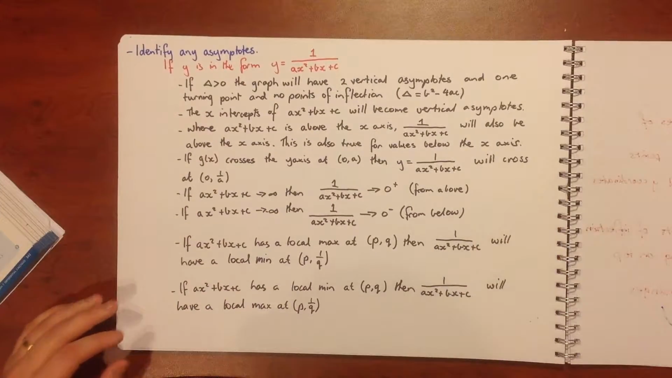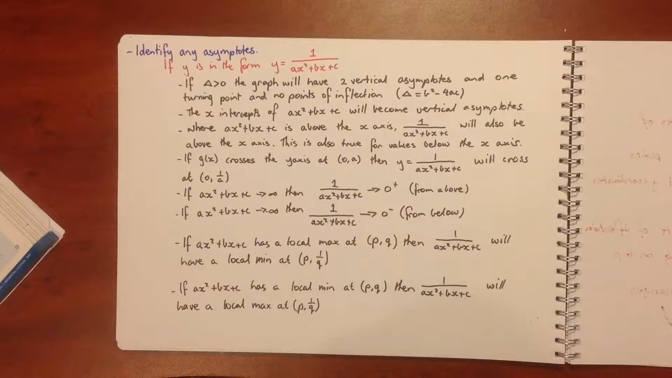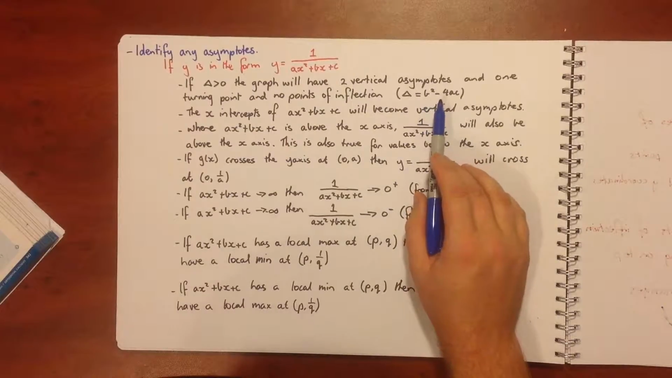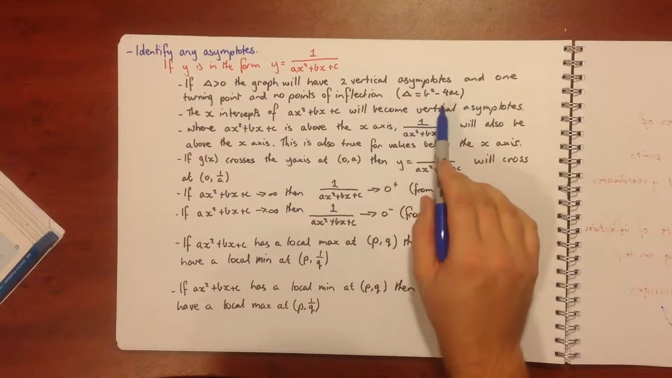We need to identify any asymptotes. If y is in the form of y equals 1 over ax squared plus bx plus c, and the determinant is greater than 0, the graph will have 2 vertical asymptotes and 1 turning point and no points of inflection. Remember, our determinant is b squared take 4ac from our general quadratic formula.